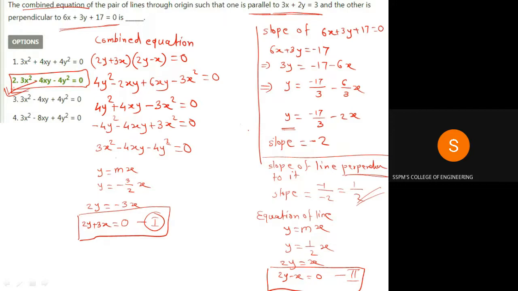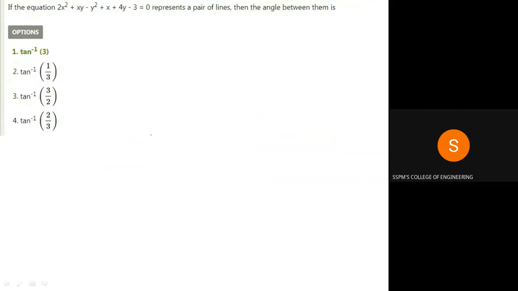That is how we find the combined equation of any pair of lines. First, you have to find the separate equations of the lines, and then you have to multiply them. So that is how you multiply and then get the combined equation. Next example.